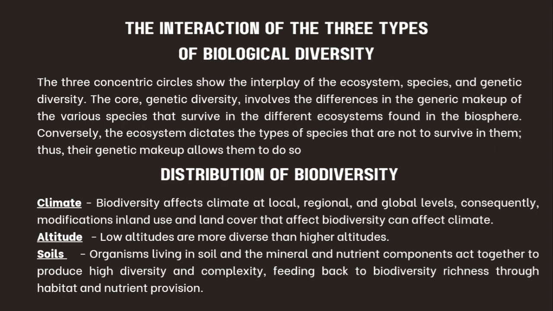So the next one is the distribution of biodiversity. We have climate. So biodiversity affects climate at local, regional, and global levels. Consequently, modifications in land use and land cover that affect biodiversity can affect climate. The next one is the altitude. Low altitudes are more diverse than higher altitudes. So the last one is the soils. Organisms living in soil, in the mineral and nutrient components, act together to produce high diversity and complexity, feeding back to the biodiversity richness through habitat and nutrient provisions.